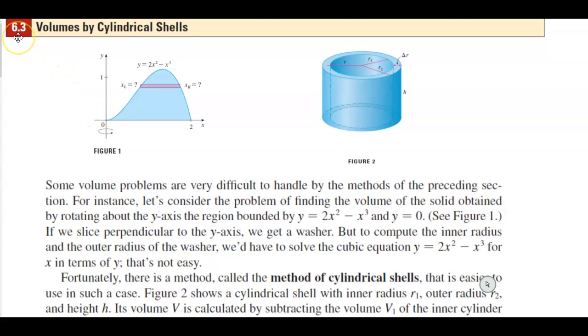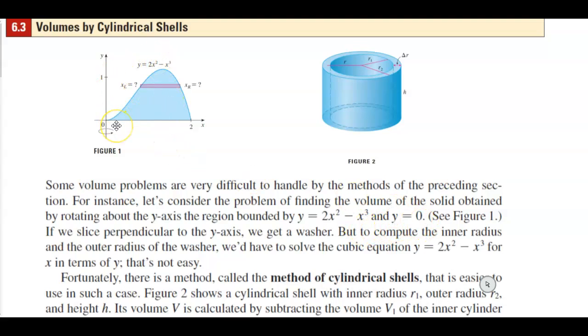In section 6.3, we'll be talking about volumes of cylindrical shells. Now, some volume problems are very difficult to handle by the methods of the preceding section. So for instance, let's consider the problem of finding the volume of the solid obtained by rotating about the y-axis the region bounded by y equals 2x squared minus x cubed and y equals 0, which is in figure 1.